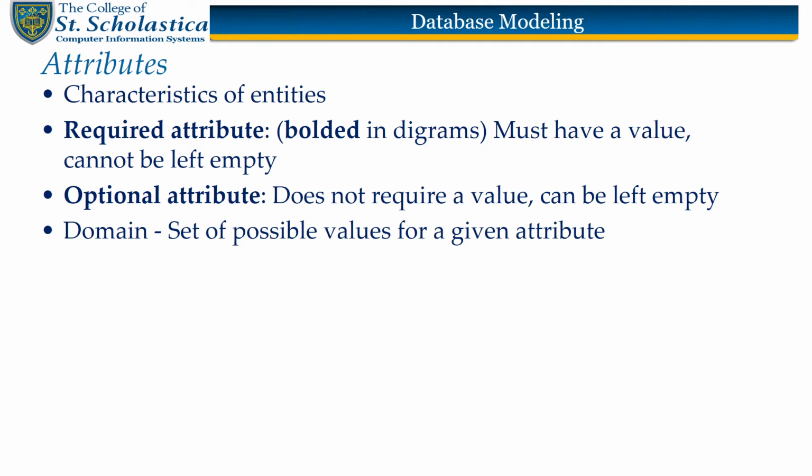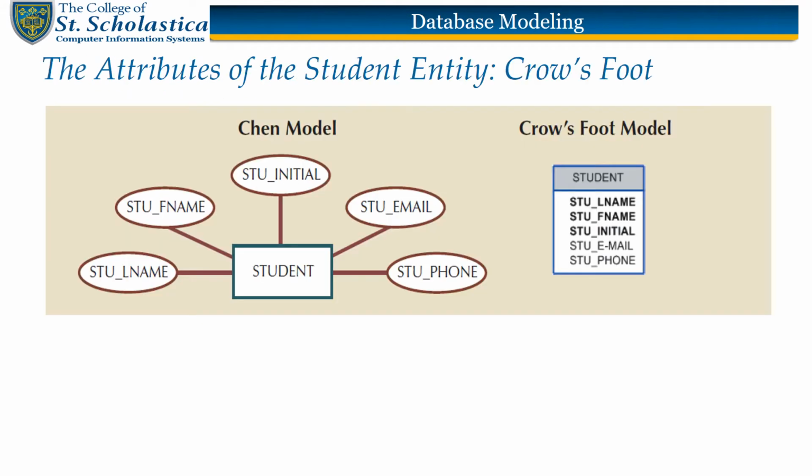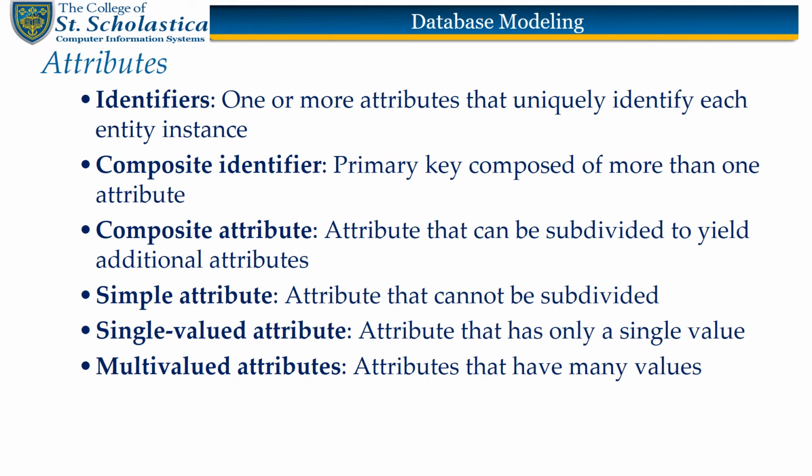Attributes have a domain. As you learned in Unit 3, a domain is a set of possible values for a given attribute. In the crow's foot notation, the attributes are written in the attribute box below the entity rectangle, see Figure 4.1. Because the Chen representation consumes more space, software vendors have adopted the crow's foot attribute display. Note that the stu_lname, stu_fname, and stu_initial are bolded to indicate they are required attributes of the student entity. The ERM uses identifiers, which are one or more attributes that uniquely identify each entity instance.